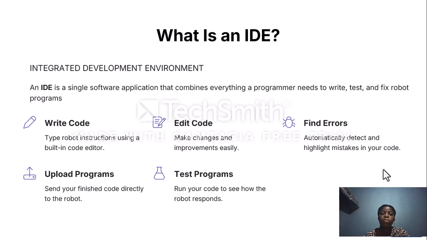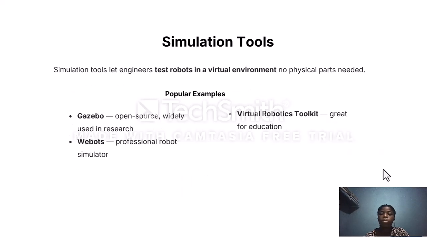Now we will move on to simulation tools. Simulation tools let engineers test robots in a virtual environment. No physical part is needed. Some popular examples are Gazebo, Webots, and Virtual Robotics Toolkits.